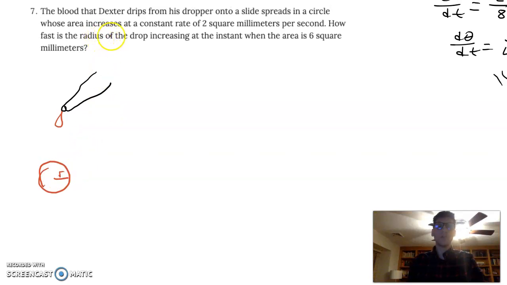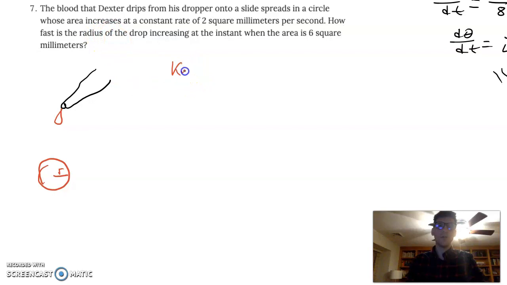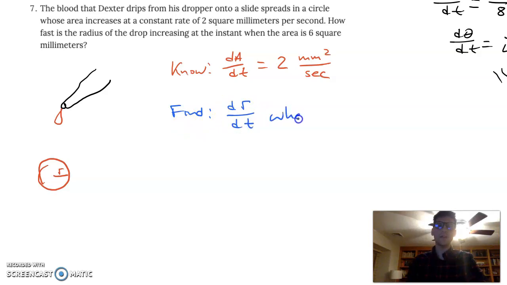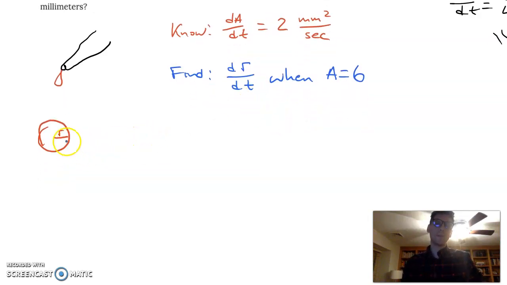Okay, so the area increases, so we know that the area is increasing at a constant rate of 2 square millimeters per second. How fast is the radius of the drop increasing over time when the area is 6 square millimeters? Okay. Well, this is going to be the area of a circle. Area equals pi r squared.